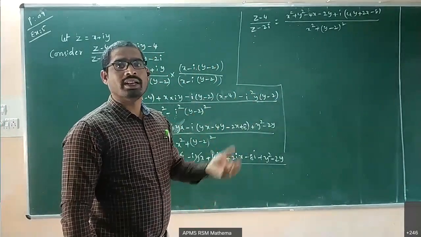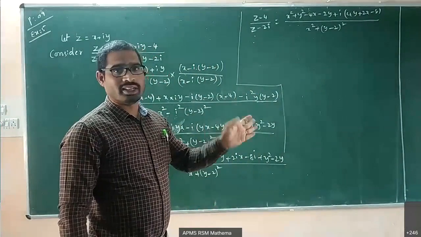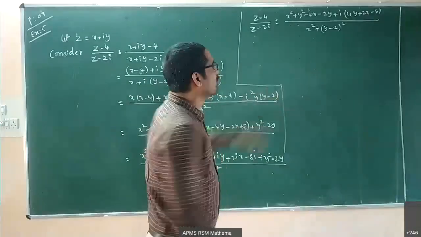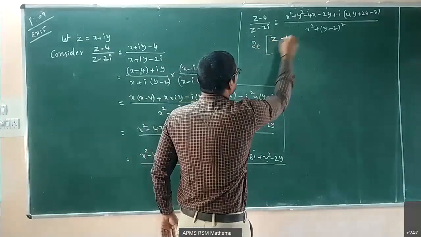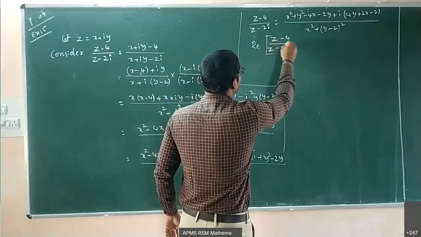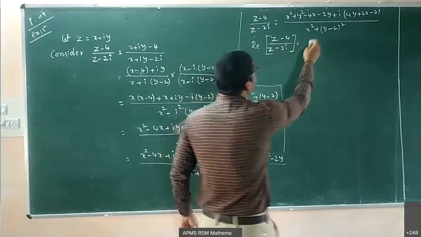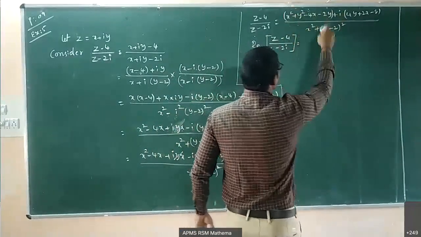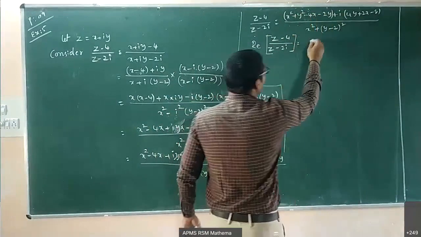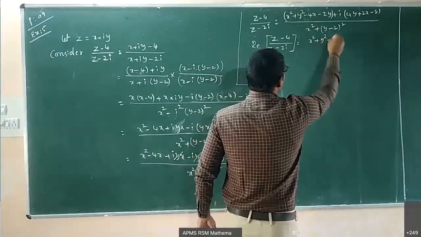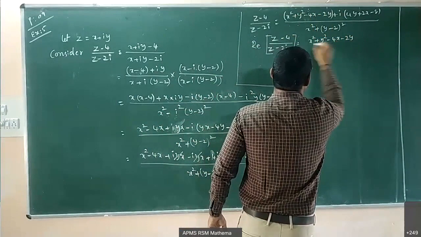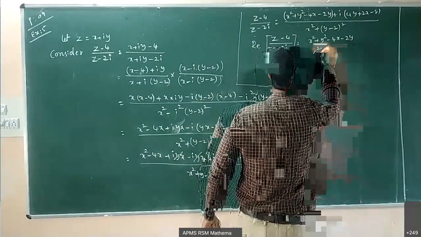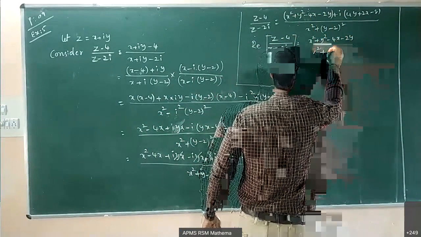So, for equating to 0, that real part, we should write down what the real part is. So the real part of (z minus 4) by (z minus 2i) is equal to x square plus y square minus 4x minus 2y divided by x square plus (y minus 2) whole square. This is the real part. The imaginary part, we don't need to do anything with that.